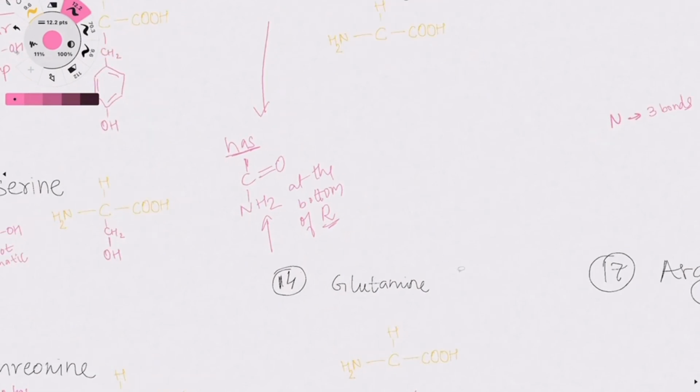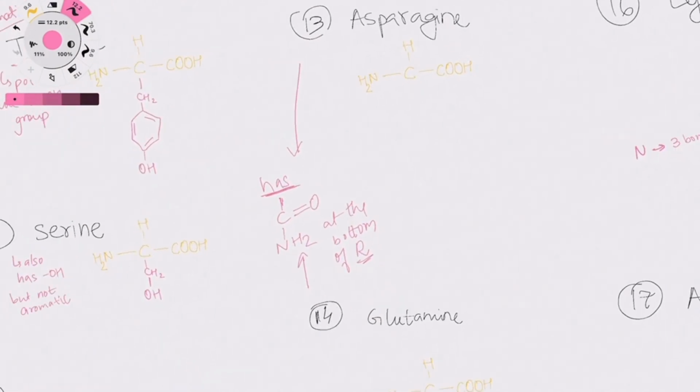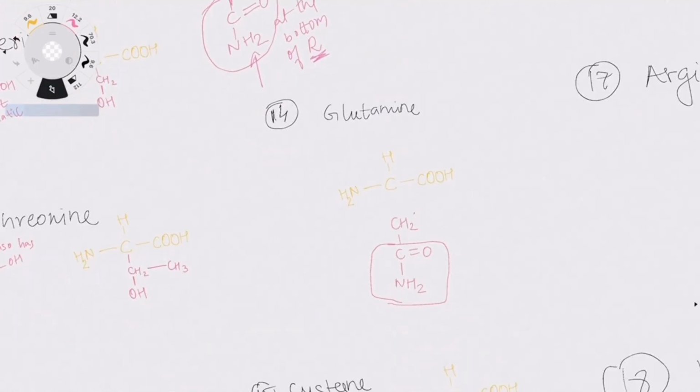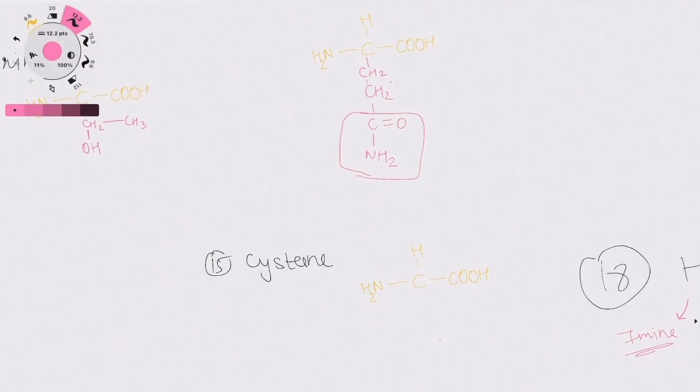Next, moving on to our next amino acids, we have asparagine and glutamine, which have a C double bond O NH2 group at the bottom of their side chains. So for asparagine, we'll just go with the methyl group and then add the C double bond O NH2 group at the bottom. For glutamine, it's the same thing, except that we're going to add another methyl group at the top of this chain. Next, we have cysteine, which has a sulfur in it, and so we're just going to simply have a methyl group attached to SH.